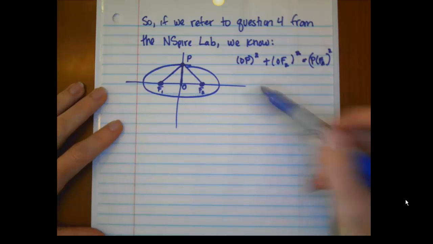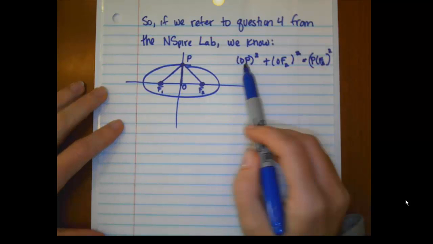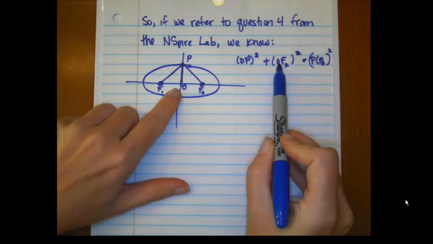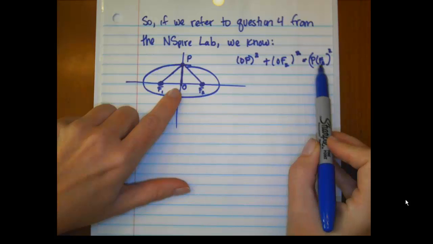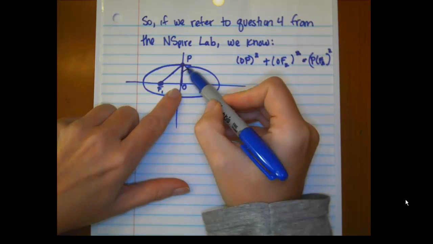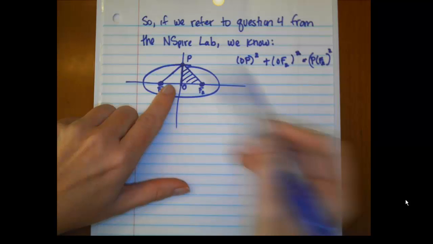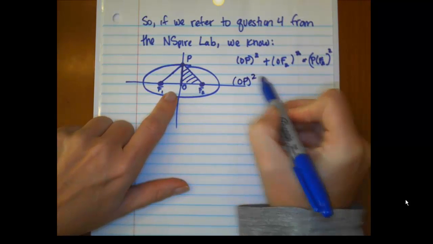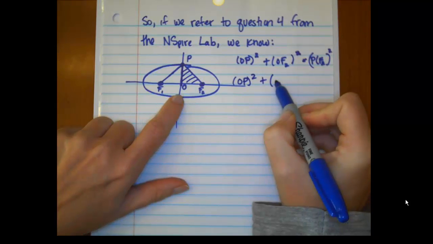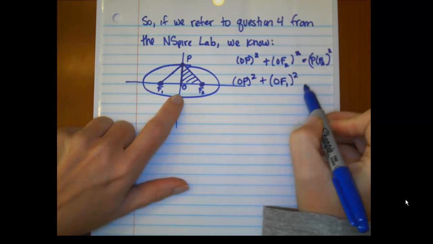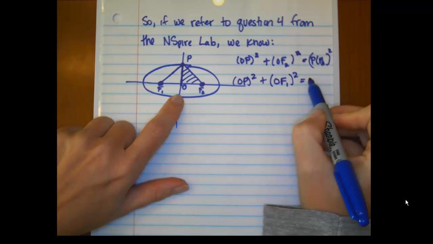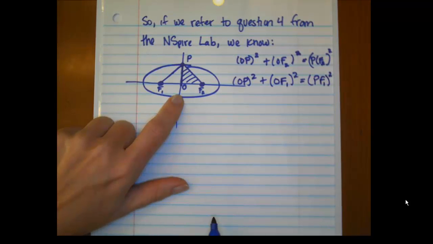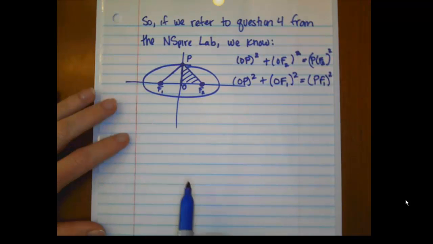But what it's easy to see from this picture is that if I take the distance from O to P and square it, and I take the distance from O to F2 and square it, that it's going to equal the hypotenuse from P to F2 squared, because this right here is a right triangle. On the other side, it would also follow that if I take OP squared and add to it OF1 squared, it's also going to equal the distance from P to F1 squared, because that would be the hypotenuse.